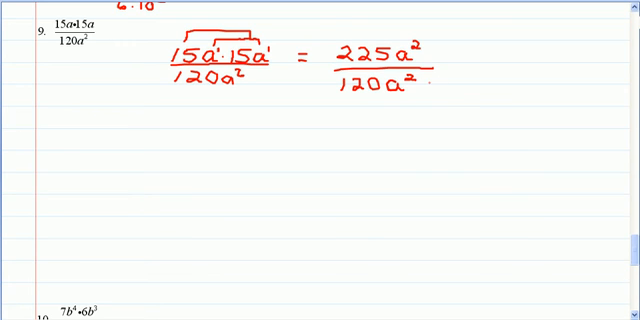So this time I'm going to go a little bit out of order. In the last few problems, I simplified the numbers first and then the variables. This time I'm going to simplify the variables first. The only reason why I'm going to simplify the variables first is because I see that both the numerator and denominator have an a squared. So they just cancel. So now all I have to do is simplify the fraction 225 over 120. And so I'm going to make my list of factors, 225 and 120, and I want to look for the greatest common factor.